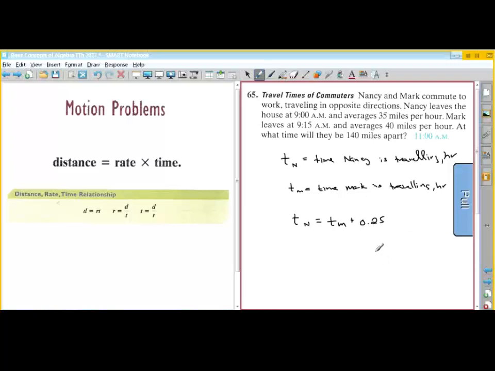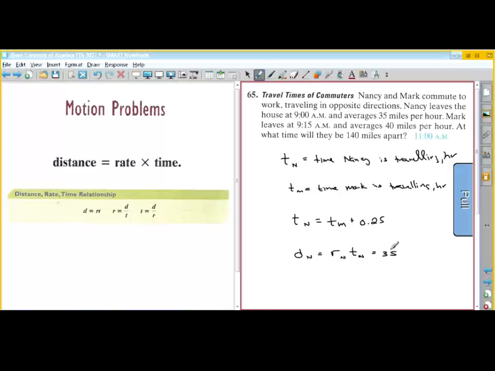Yeah. So it's 15 minutes, which is a quarter of an hour. So that's the relationship between the time Nancy travels and the time Mark travels. Now, the distance that Nancy travels, back to this one, distance is rate times time, is going to be the rate that Nancy travels times the time that Nancy travels. And the rate that Nancy travels is 35.